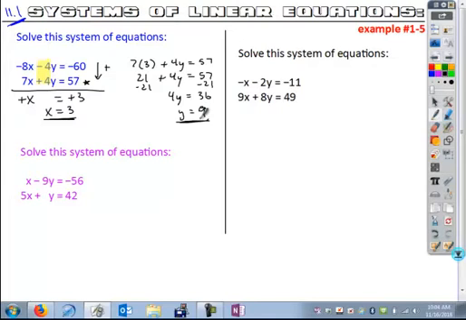So the solution to a system of linear equations is going to be an ordered pair. Right? It's an x-coordinate, 3 in this case, and a y-coordinate, 9. And so that's how you would enter your answer, as an ordered pair.